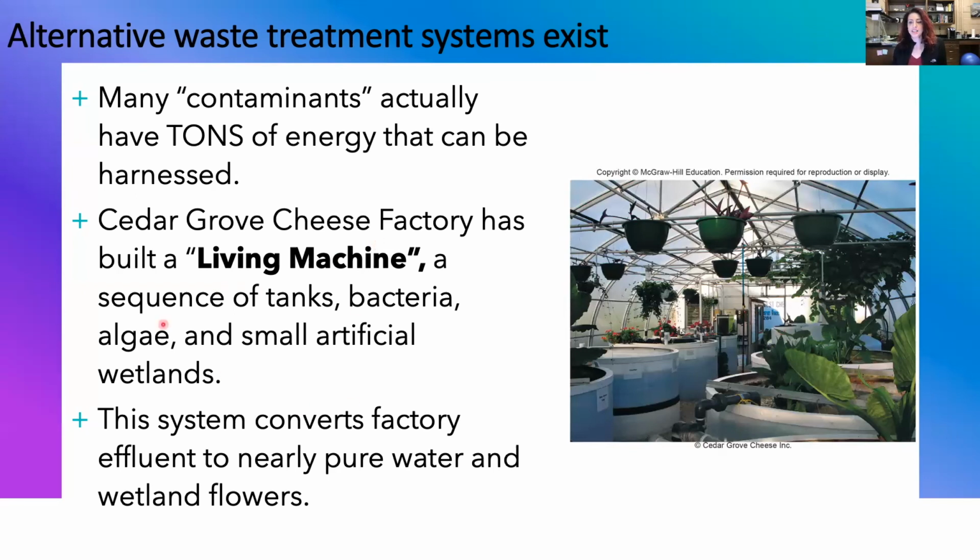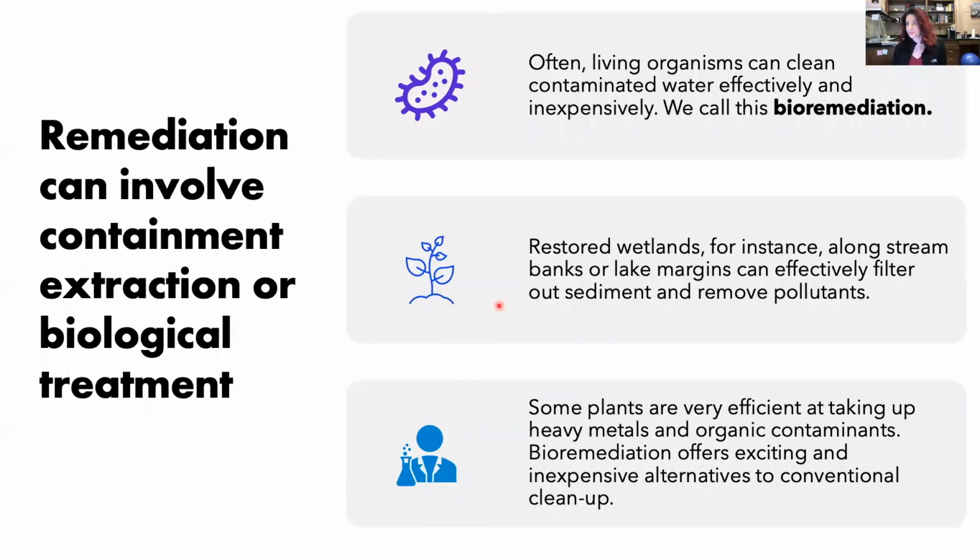This entire system removes about 99% of the biological oxygen demand, 98% of suspended solids, 93% of nitrogen, and 57% of phosphorus. So we don't always have to rely on our municipal systems. There are, in some cases, alternatives that can be harnessed.